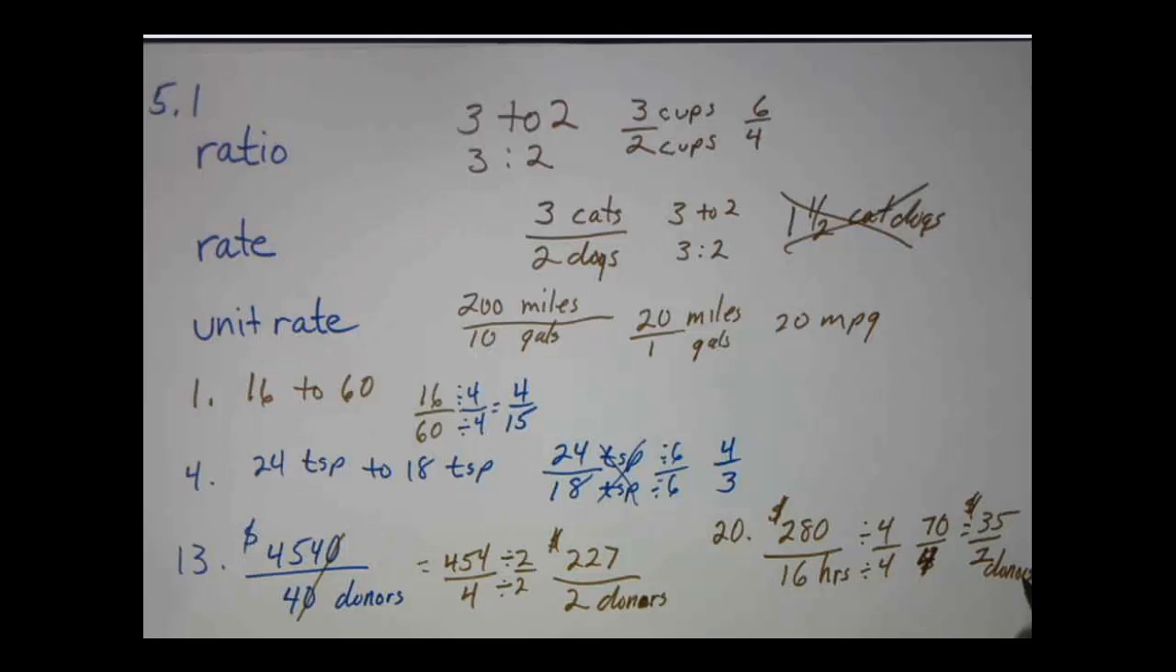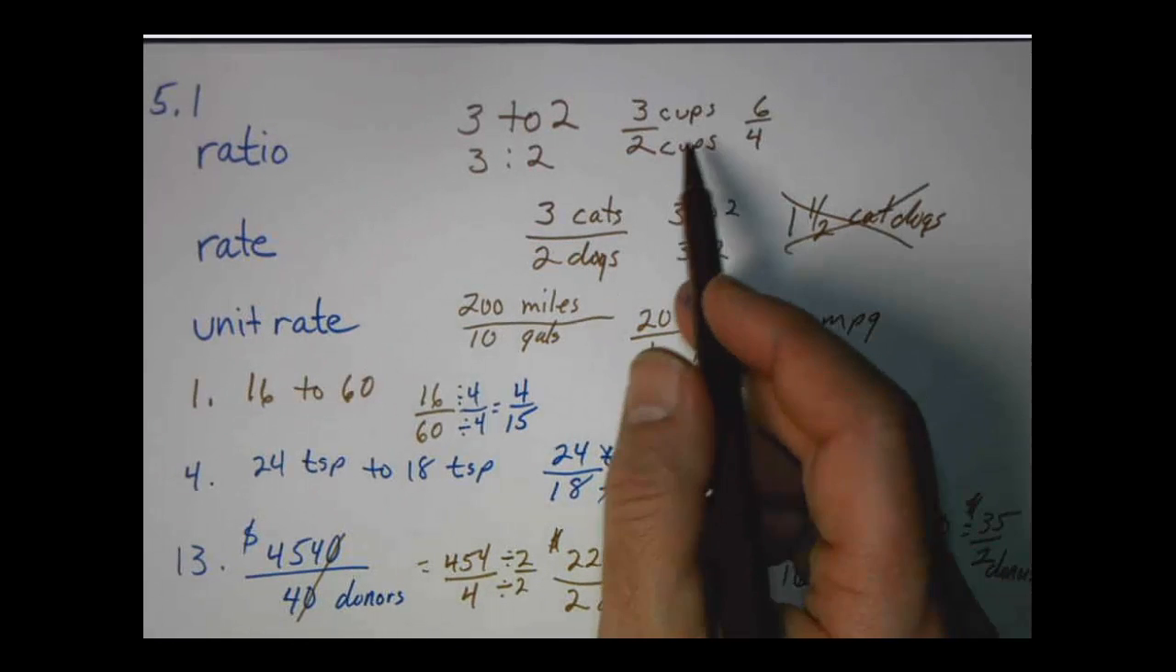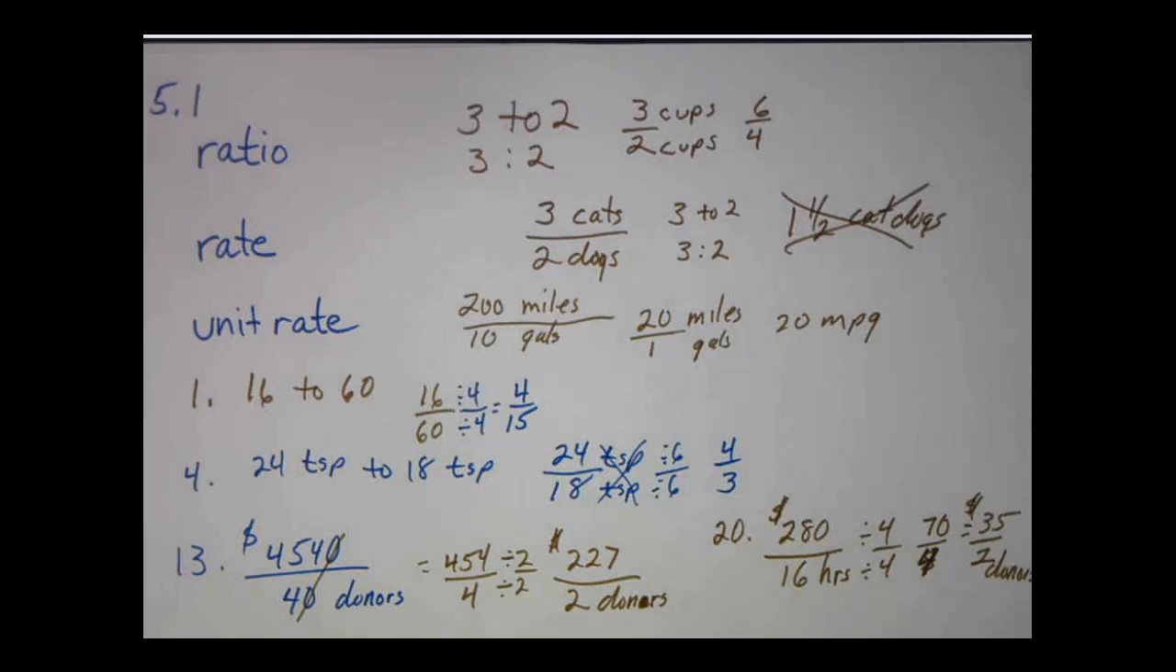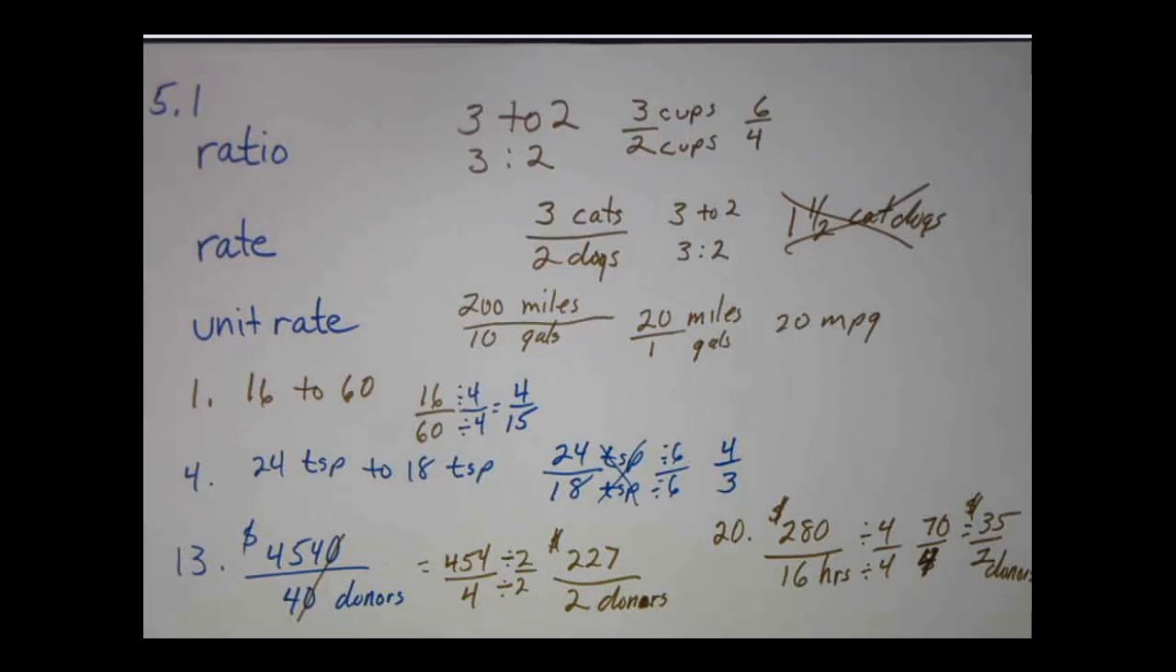All right, so you have to keep the labels when we're dealing with rate. Ratio you don't, because they're the same. They just kind of cancel out. But when we're dealing with rate or unit rate, we have to keep the words there. All right, let's get another sheet of paper here because I want to do a couple more things.